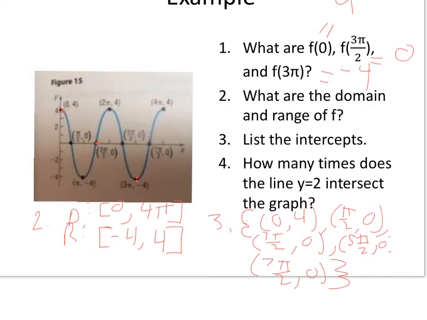Now question 4, how many times does the line y equals 2 intersect the graph? So if you notice, it intersects 1, 2, 3, 4 times.